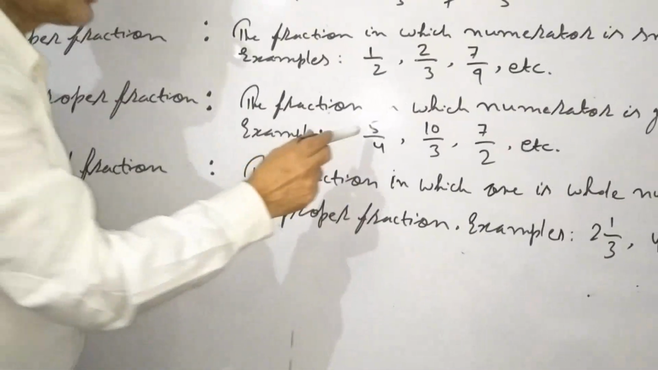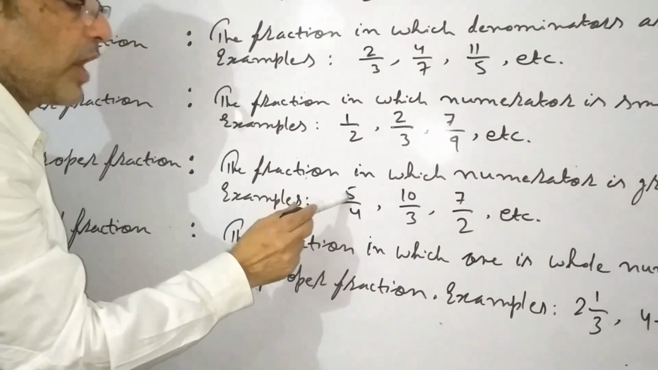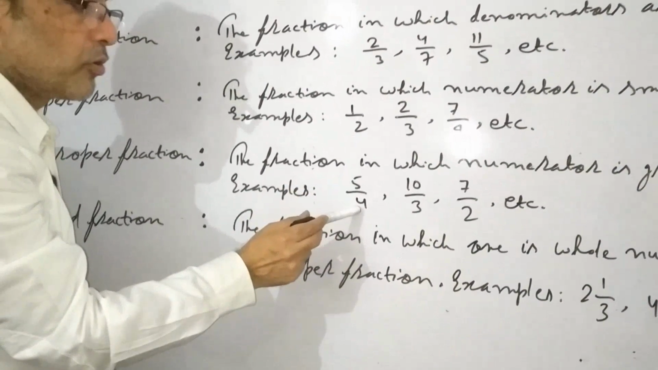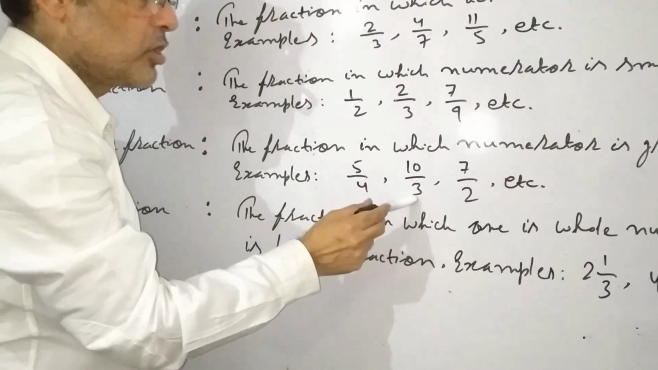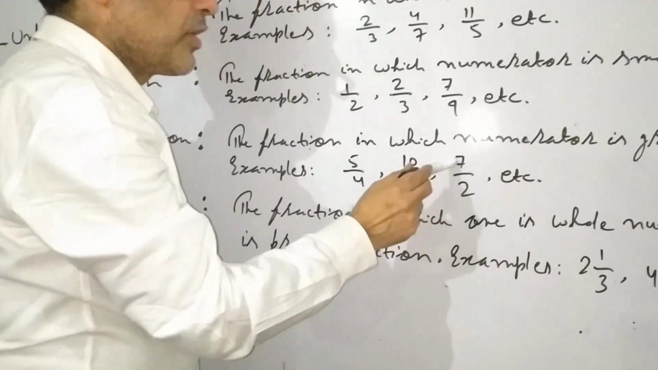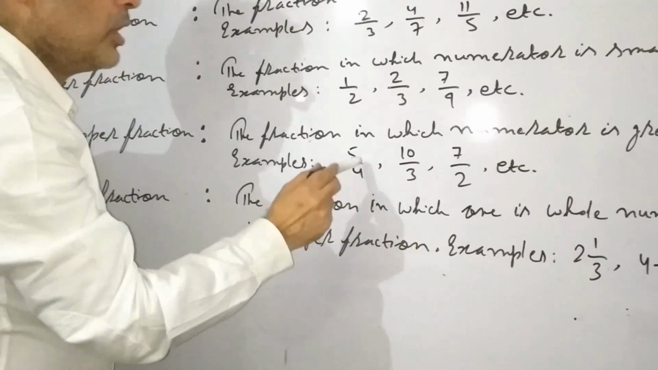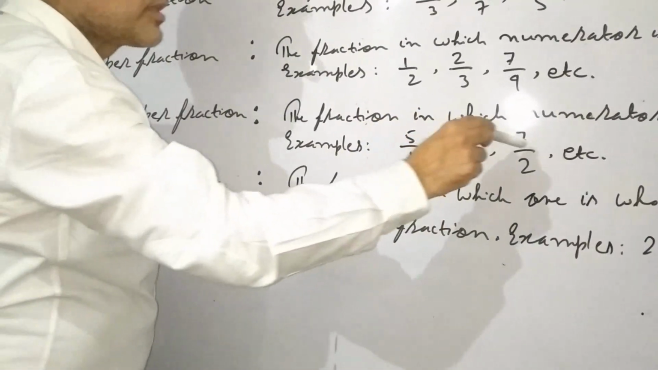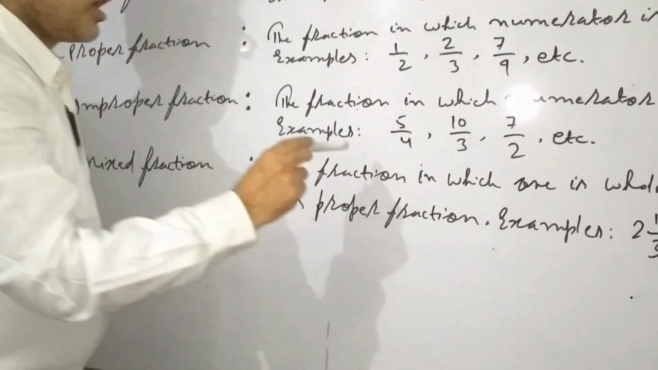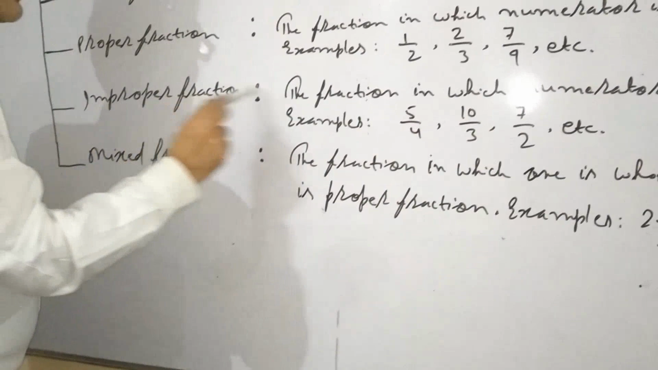Why? Because in 5 by 4, the numerator is 5 and 5 is greater than 4. In 10 by 3, 10 is the numerator and 10 is greater than 3. In 7 by 2, 7 is the numerator and 7 is greater than 2. Here you are seeing that numerators are greater than denominators. So these three examples are of improper fractions.